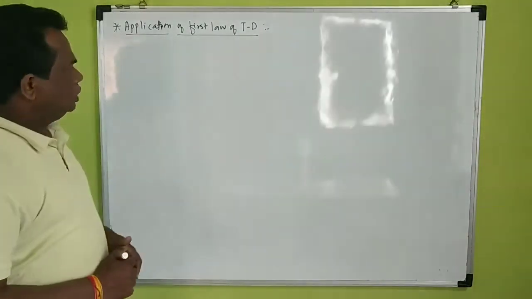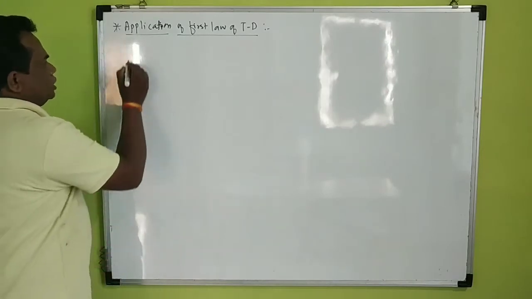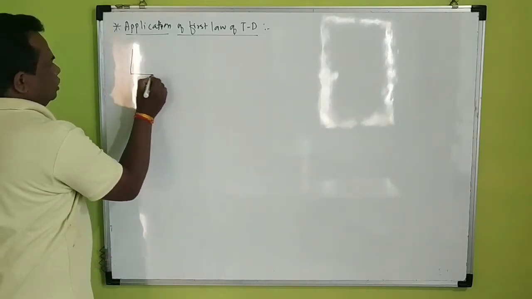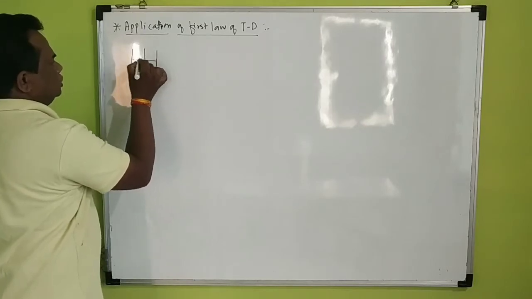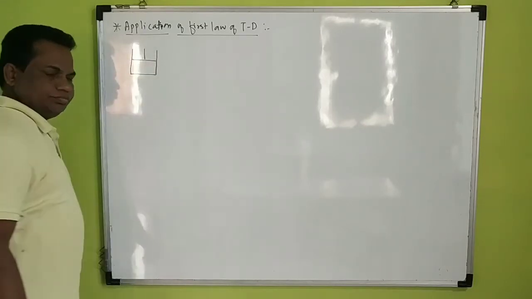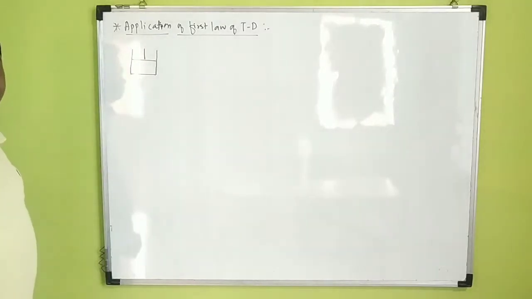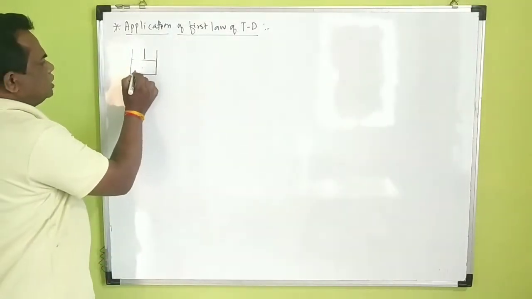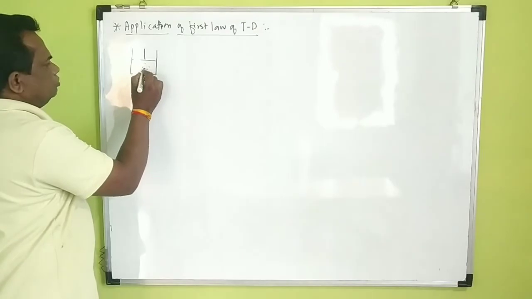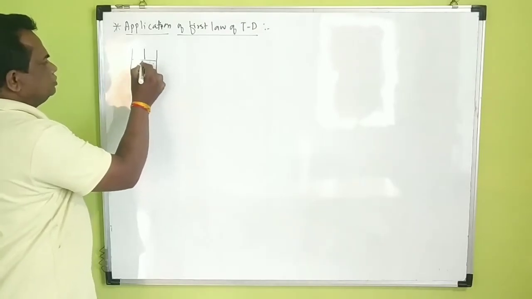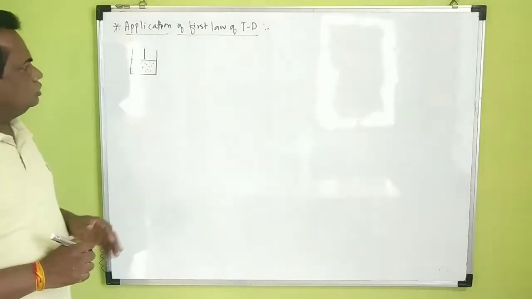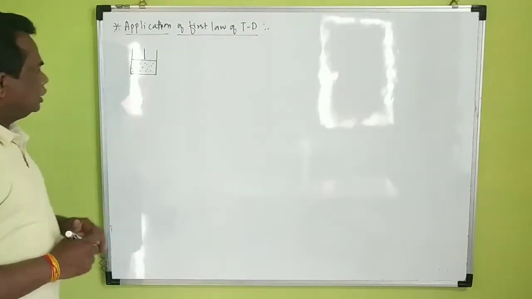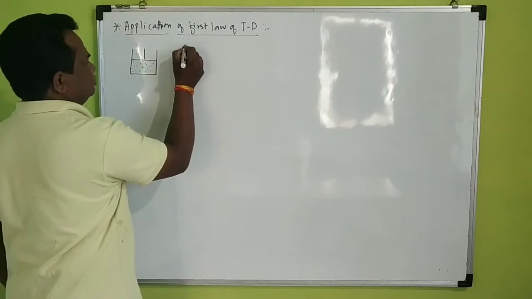For this, consider one system of gas in a cylinder. So this is a frictionless cylinder, frictionless piston. Now this gas consists of a large number of particles, molecules. For simplicity, suppose that the gas is an ideal gas.